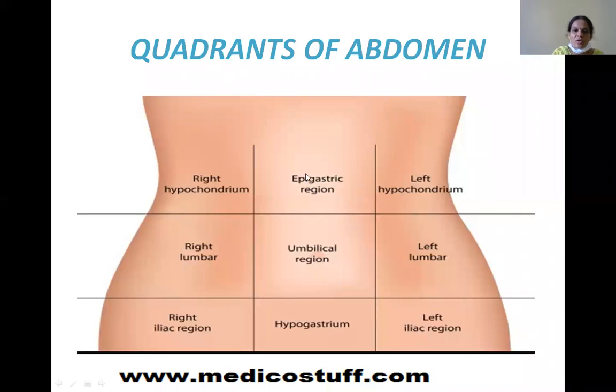So here you have this epigastric region, and this is the right hypochondrium. This is the left hypochondrium, and here you have the umbilical region, right lumbar, left lumbar, hypogastric region, left iliac region, as well as this is the right iliac region. So this is right iliac, left iliac. Remember, this is the right hypochondrium, left hypochondrium. This is the right lumbar. This is the left lumbar region.